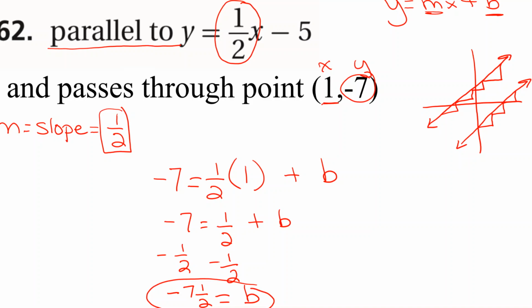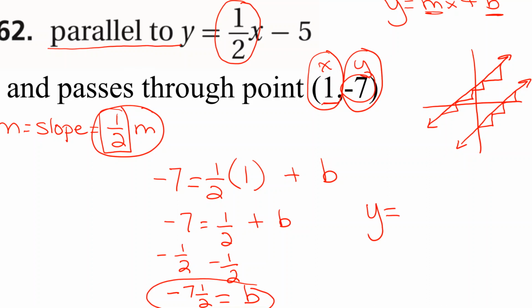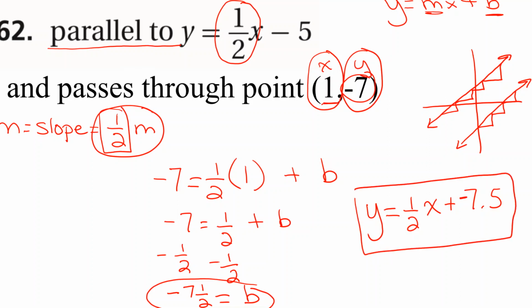So now I have all of the variables that I need: a b, an m, an x, and a y. So my equation is going to say y equals m, which is 1/2, x plus 7.5, and that's actually a negative 7.5. All right, there is problem 62. Problem 63.